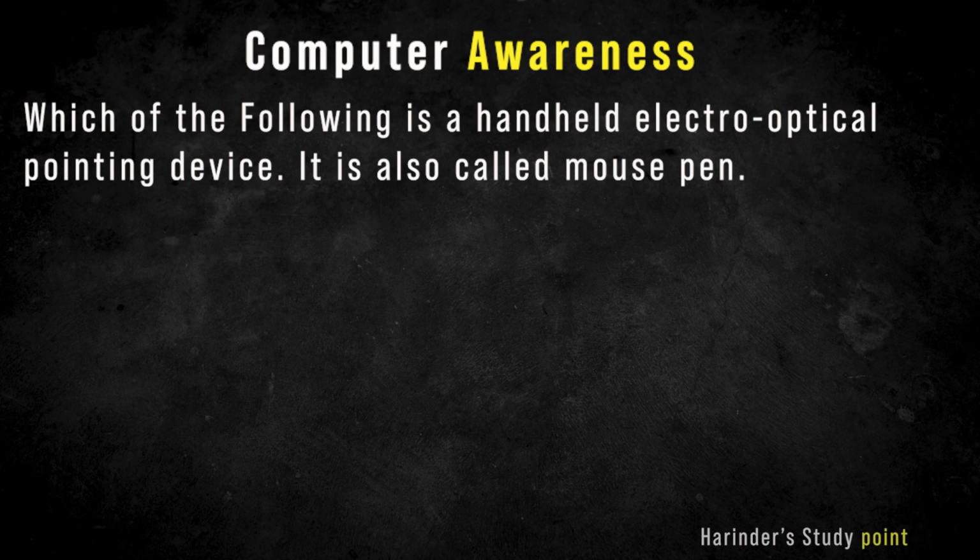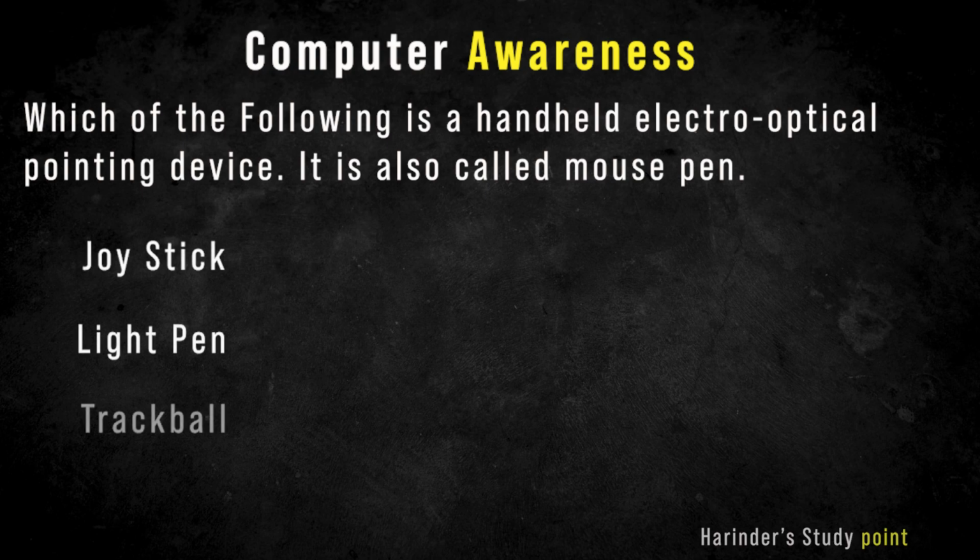Which of the following is a handheld electro-optical pointing device? It is also called mouse pen. Joystick, light pen, trackball, touchscreen. Correct answer is light pen.